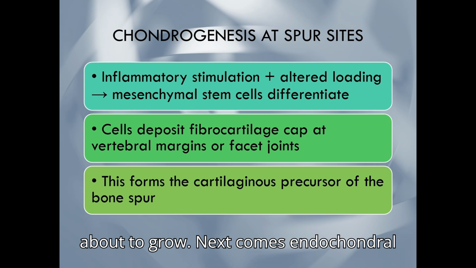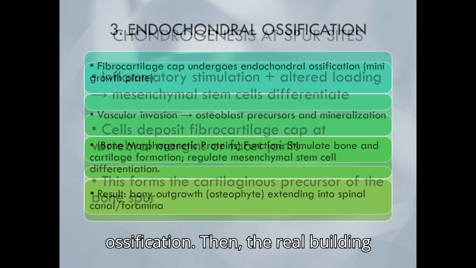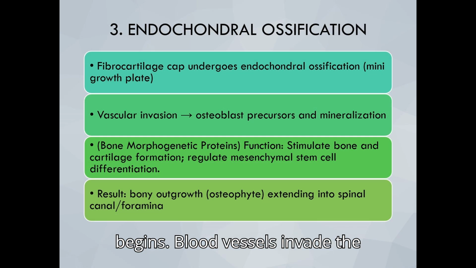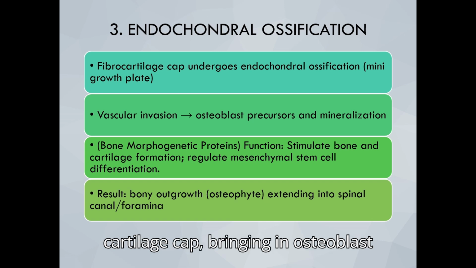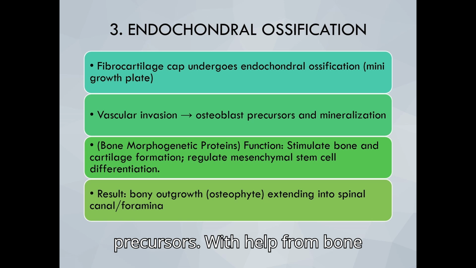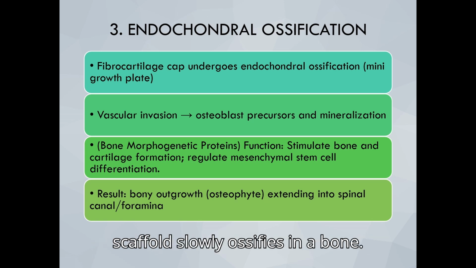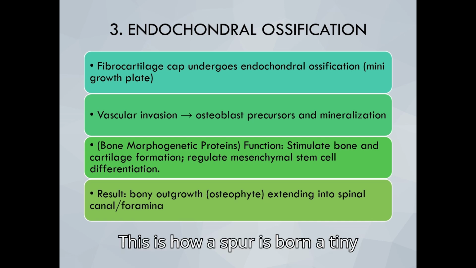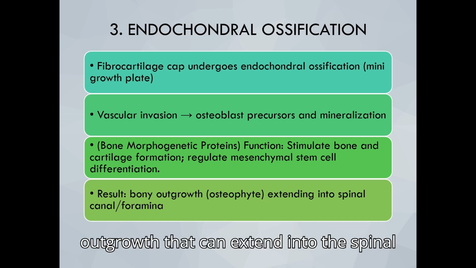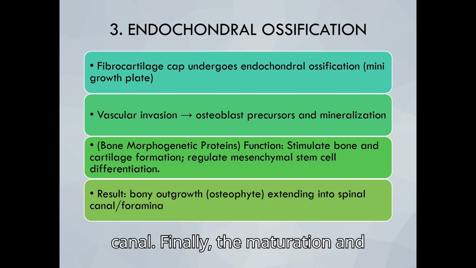Next comes endochondral ossification. Then, the real building begins. Blood vessels invade the cartilage cap, bringing in osteoblast precursors. With help from bone morphogenetic proteins, that cartilage scaffold slowly ossifies into bone. This is how a spur is born, a tiny outgrowth that can extend into the spinal canal.